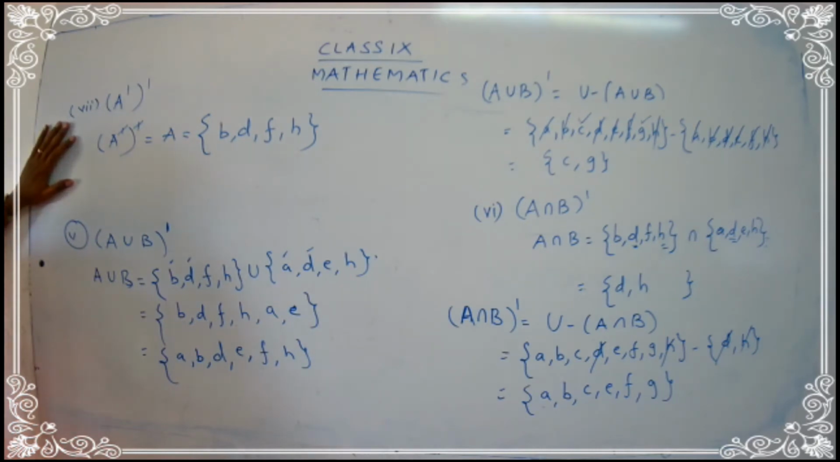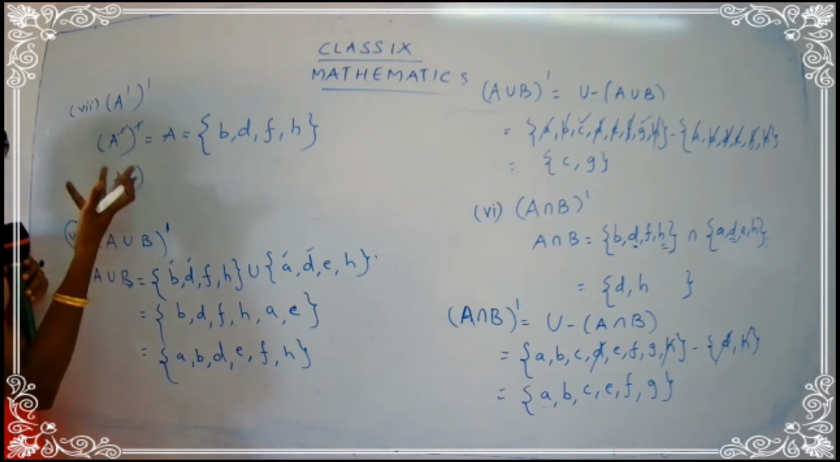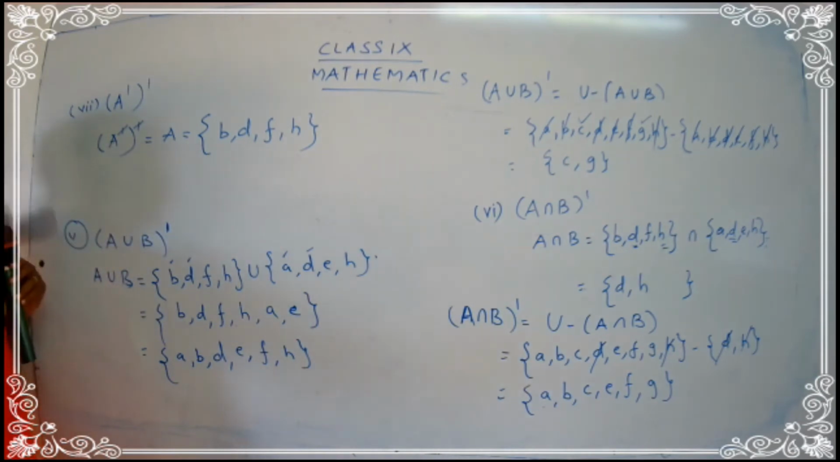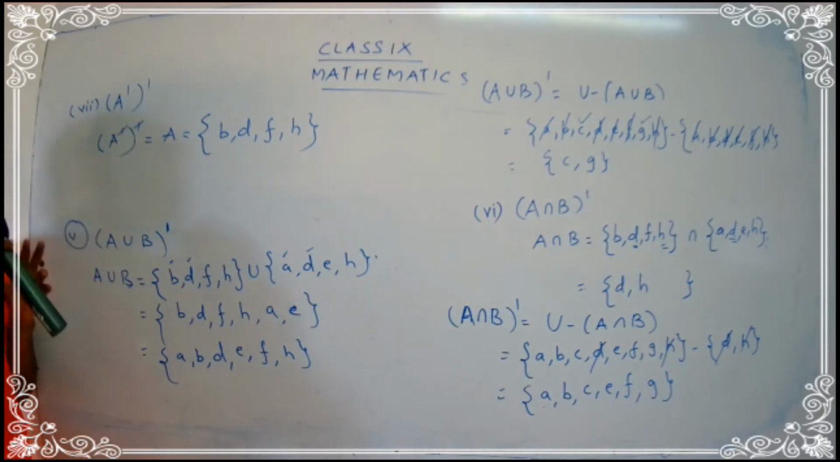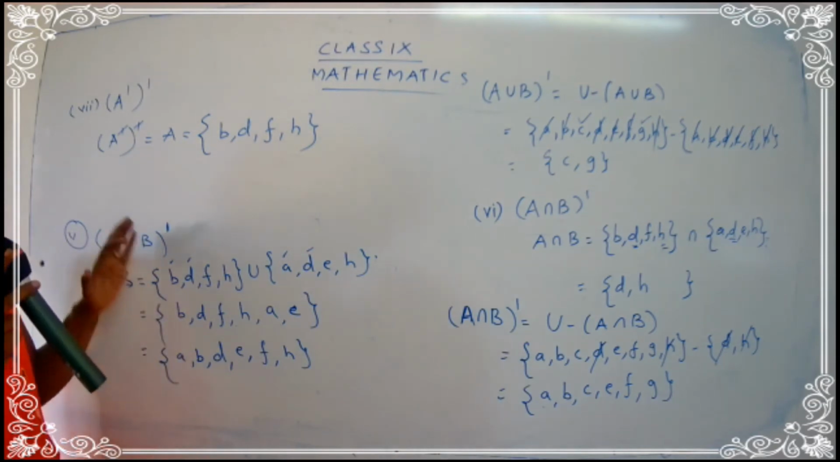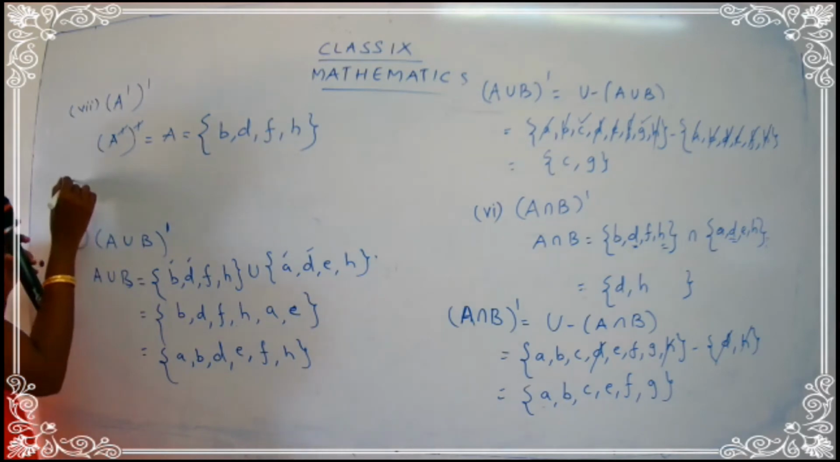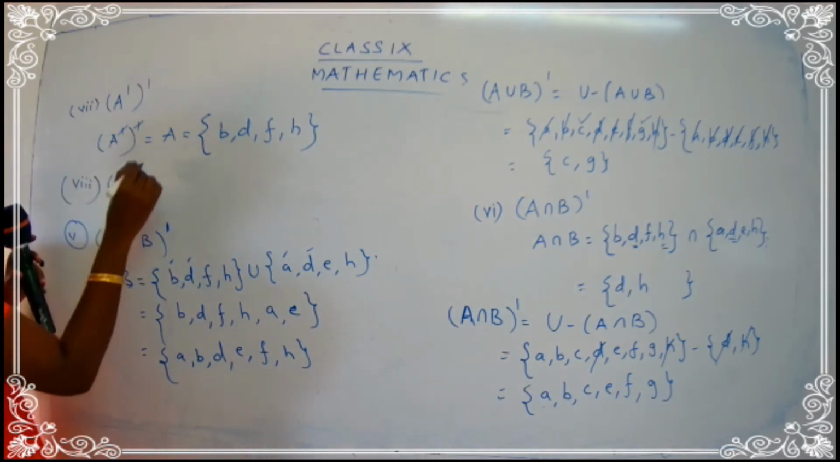How have we found it? A dash dash means you have to cancel the complements. See, A dash means we cannot do anything, so we have to write U minus A. But now here we have the complement of a complement. So A dash dash means cancel the two complements. You get the answer A. And already in the question we have the value for A. What are the members of A? B, D, F, H. I hope you are clear, and you are going to complete the eighth subpart.